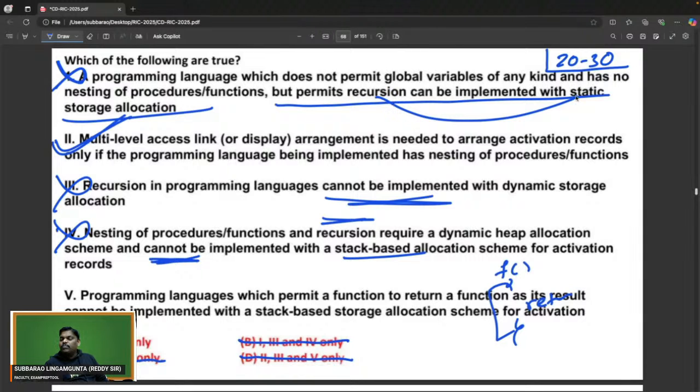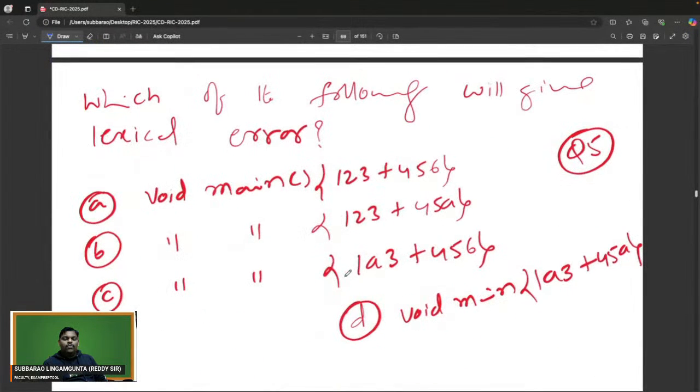Permits recursion implemented with static. Recursion can be implemented with static, no. So wherever option one is there, cancel. Next, if you see the third option, recursion in programming language cannot be implemented with dynamic storage allocation. No, it can be implemented. Wherever 3 is there, just cancel it. You don't need to read the further things. So in the available options, the best one is option A. But however, you can do a little bit of work on that. Right? Fine. Now go to the next one.